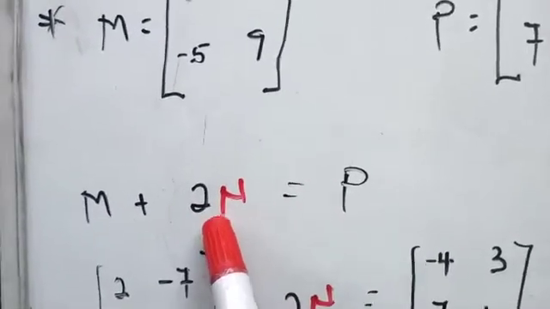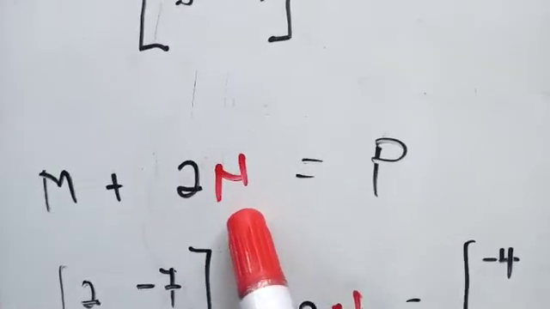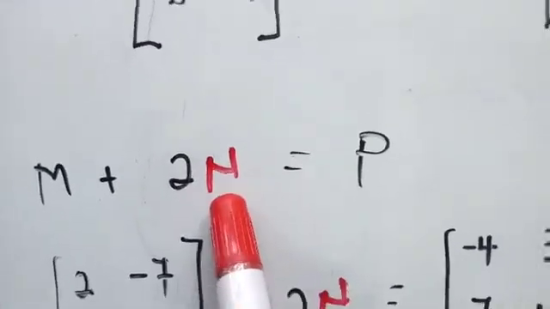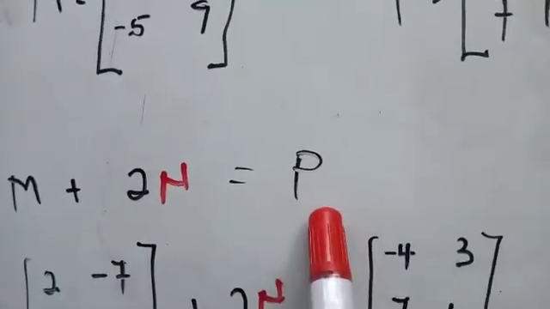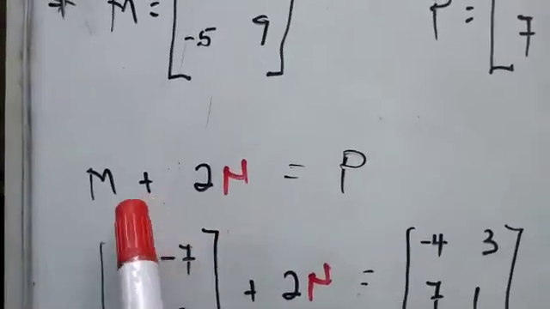They say you should find this guy. We should find n, the one with the red pen here. They say you should find n. So we know m, right? We know m, and then we know p as well. So what matters here is that we are just replacing.